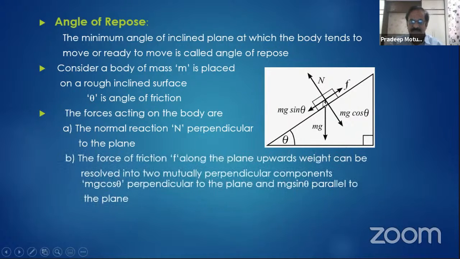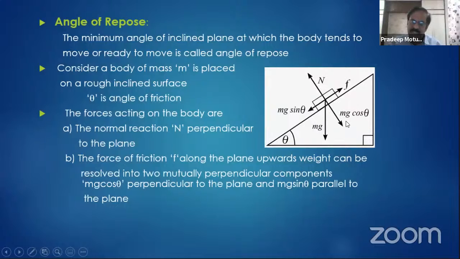Here mg is acting downwards because it's the weight. If you resolve it into two components by applying trigonometric functions, mg cos theta is perpendicular to the surface, and mg sin theta is parallel to the inclined plane. See, mg is the weight acting downwards. Taking the resultant vector's two components, one is perpendicular to the plane, and another one is parallel to the inclined plane.